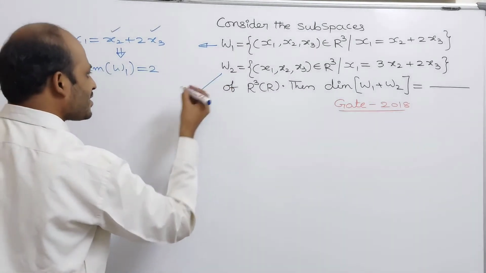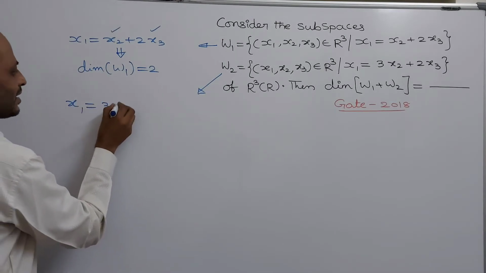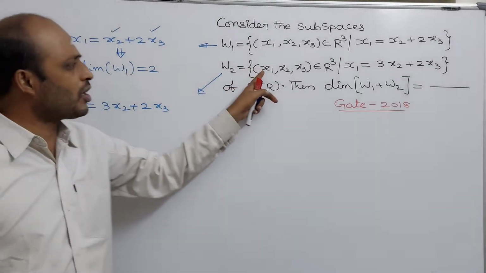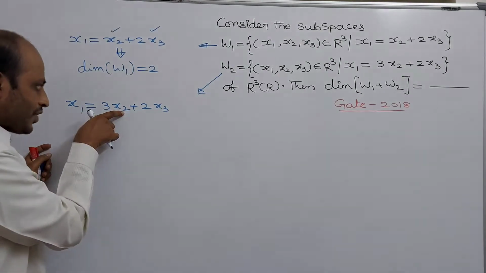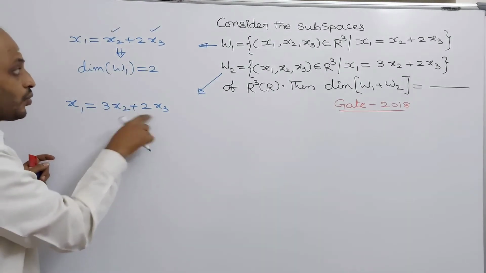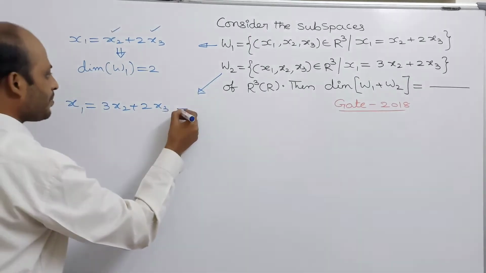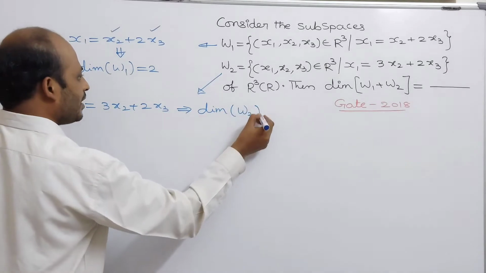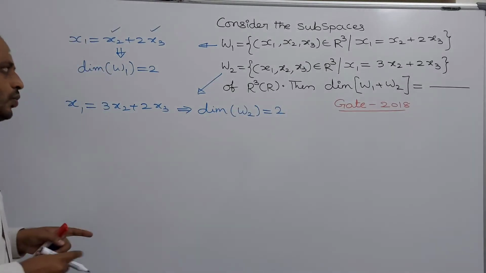From the second set, again you get x1 = 3x2 + 2x3. Again you observe that among the three variables x1, x2, x3, x1 depends upon x2 and x3. So there are two independent variables. From this you can write dimension of W2 is equal to 2.